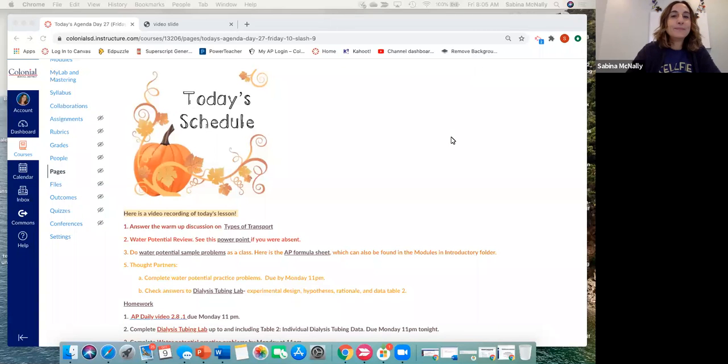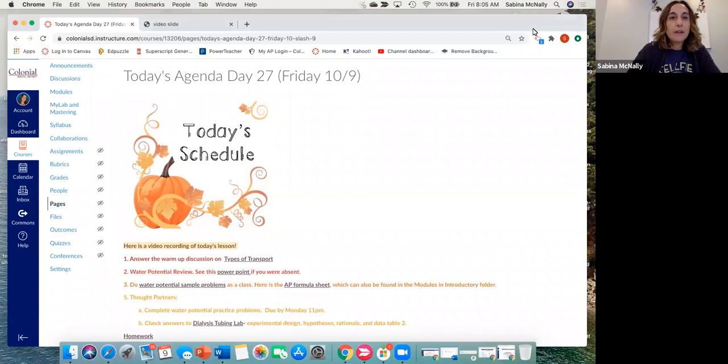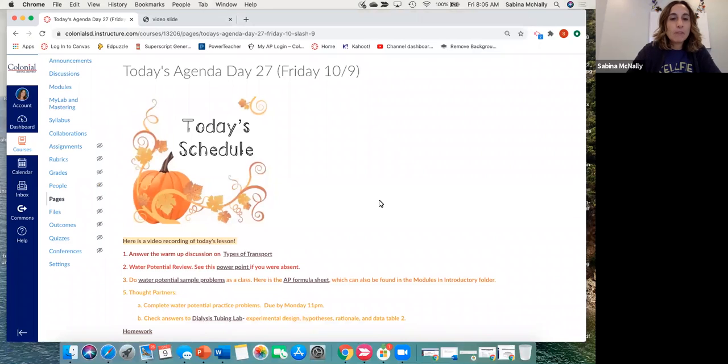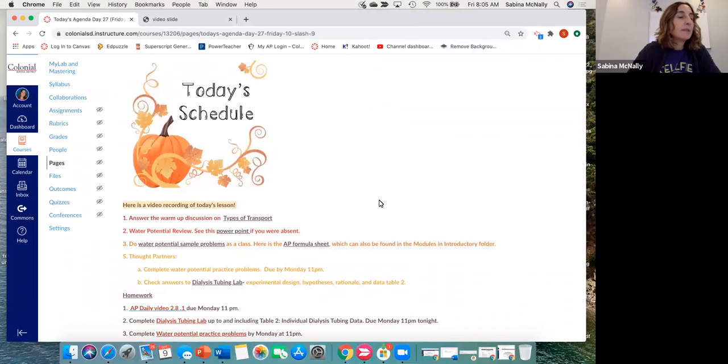Okay, so here's our schedule for today. We have a warm-up on the different types of transports. Let's take a look, and then we'll work on water potential problems, and you'll have some time to do a discussion with your thought partners, and you can review some of your answers to the lab to make sure you're on the same page.